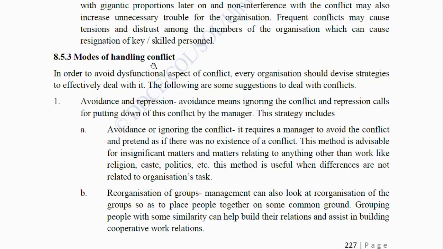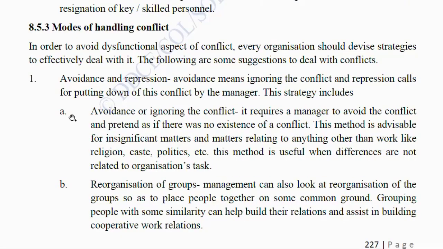8.5.3 Modes of handling conflict. In order to avoid dysfunctional aspect of conflict, every organization should devise strategies to effectively deal with it. The following are some suggestions to deal with conflicts. Number 1. Avoidance and repression. Avoidance means ignoring the conflict and repression calls for putting down of this conflict by the manager. This strategy includes A.